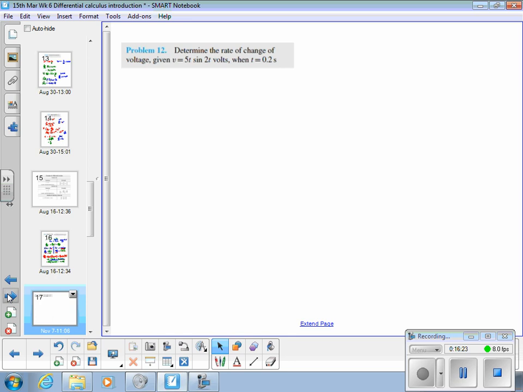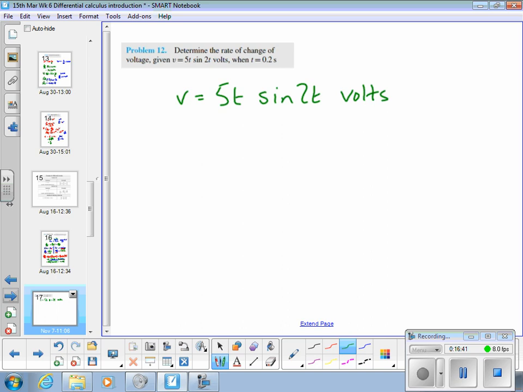Determine the rate of change of voltage given that V is equal to 5t sine 2t volts. So V is equal to 5t sine 2t volts. So it's got a question that's got an engineering relationship, and it wants to know the rate of change of voltage when t is equal to 0.2 seconds. So the rate of change is the differential. It's dV by dt. Remember that's the slope of the graph at that point where 0.2 seconds is.